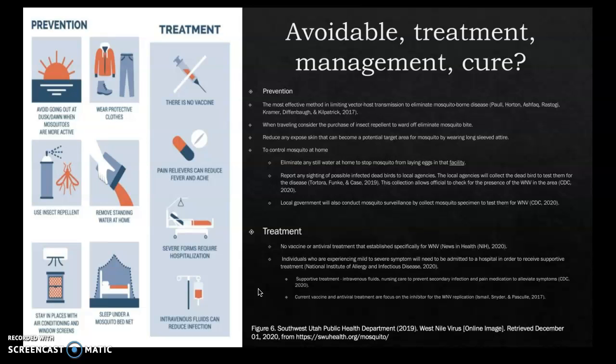The CDC recommends using insect repellent that has at least one of the active ingredients, such as DEET, oil of lemon eucalyptus, para-menthane-diol, and 2-undecanone. Another preventative is to reduce any exposed skin that could become a potential target area for mosquitoes by wearing long sleeve attire. Treating and purchasing clothes with 0.5% permethrin can also deter the potential for mosquito bites.